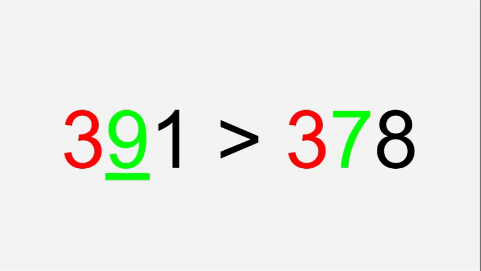Next, we will compare 391 and 378. Which one is bigger? Both of these numbers have 3 digits and a 3 in the hundreds place value. So we will look at the tens. 9 is greater than 7, so 391 is greater than 378.